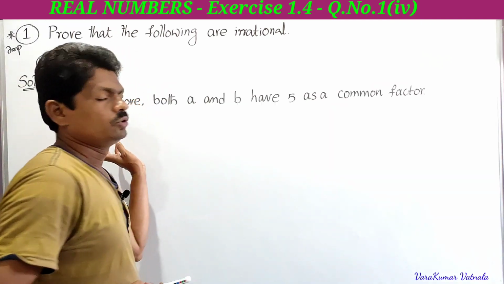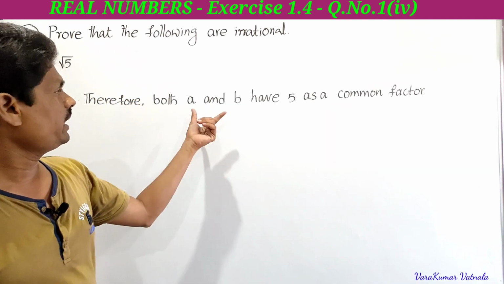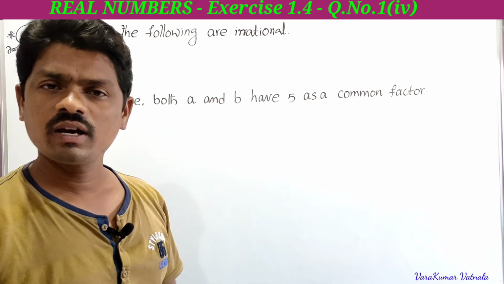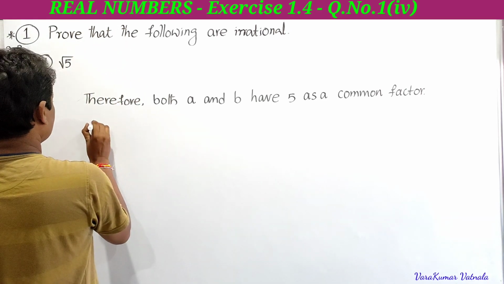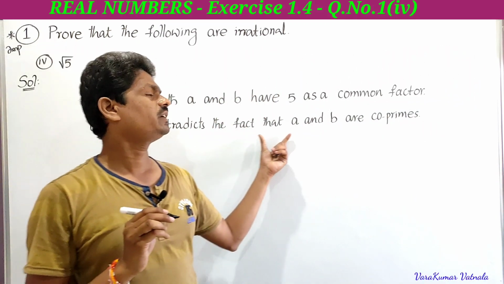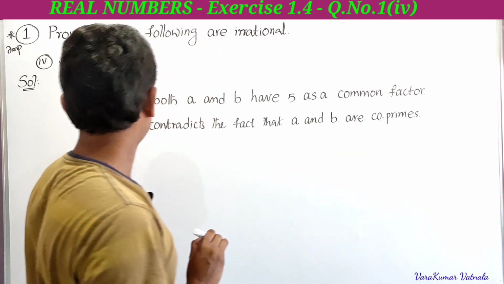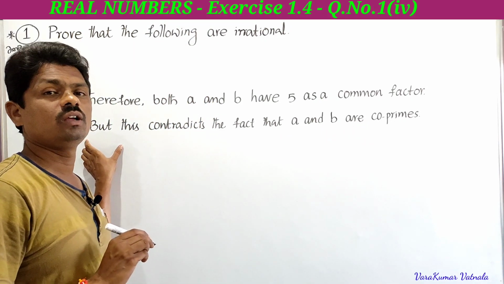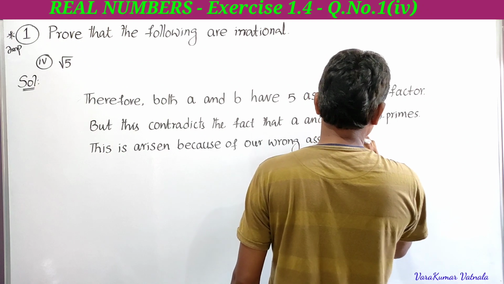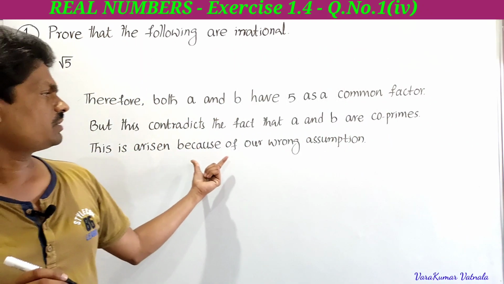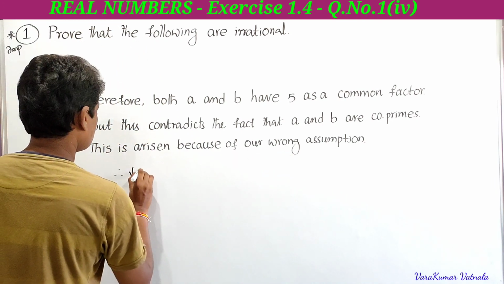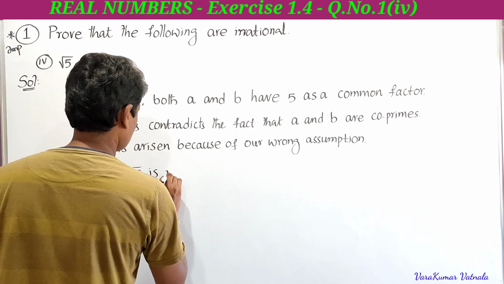So see here how we can write. Therefore we can write both a and b have 5 as a common factor. But this contradicts the fact that a and b are co-primes. This arises because of our wrong assumption. Therefore we can say that root 5 is not rational, it is irrational. Root 5 is irrational.